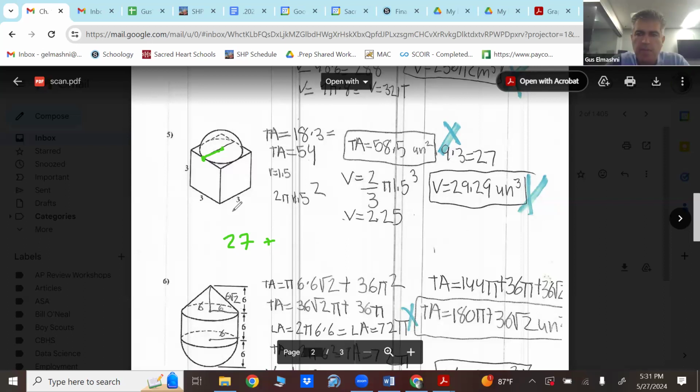Hold on. Let's look at the volume first. So 2/3 times pi times 1.5 cubed, plus 27. Okay, I'm not sure what happened to your calculation, but hold on. I've got to turn this on. So it should be 34.07.